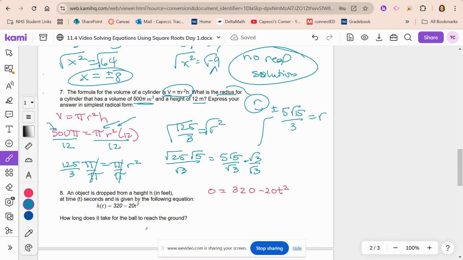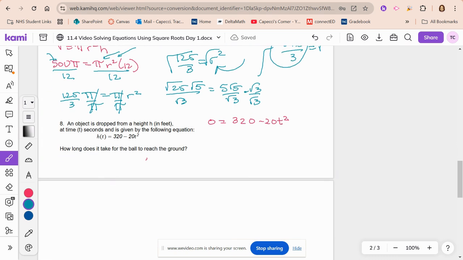Okay, now technically that's what the radius is. Technically it is plus or minus, because whenever I take the square root of a square, it's plus or minus. But in this particular case, because it's a word problem, I'm looking for distance. So I'm going to erase that plus or minus. The radius is a distance, something I can measure, so it has to be a positive value. So the radius is 5 root 15 all over 3.